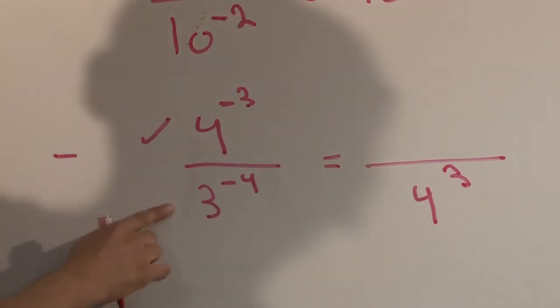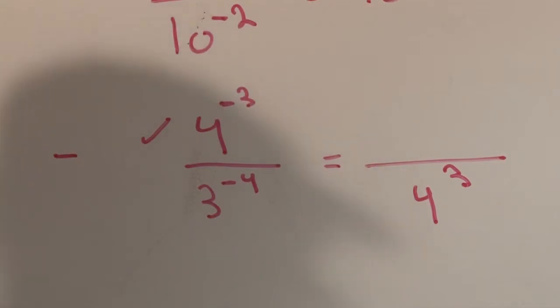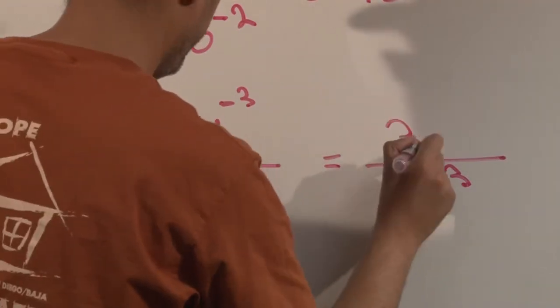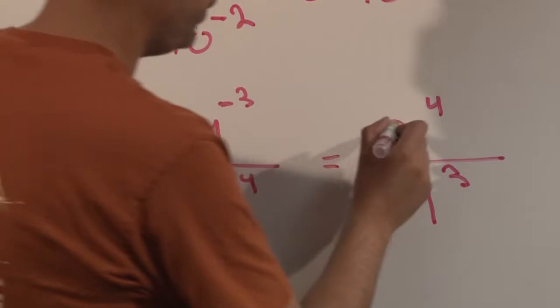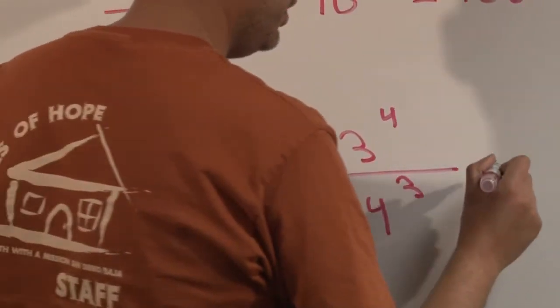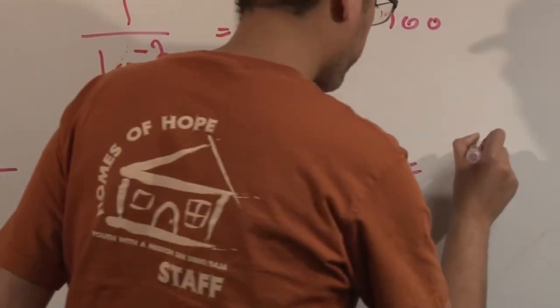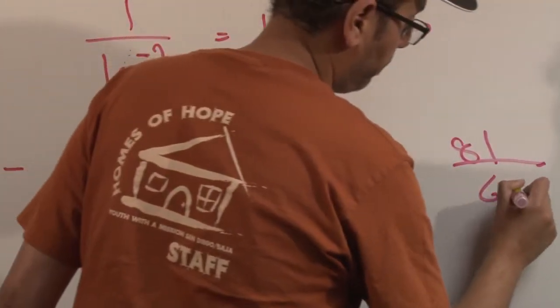What about that guy? This is 3 power of negative 4 in the denominator. So I have to make it up with the positive exponents. So that would be 3 power of 4. Okay. 3 power of 4 is 3 times 3 times 3 times 3, which is 81, divided by 4 cubed, which is 64.